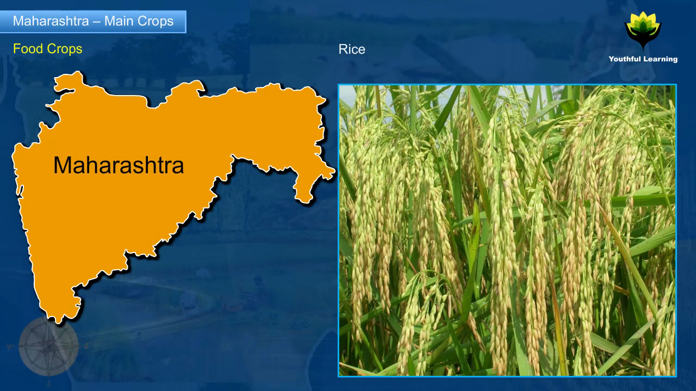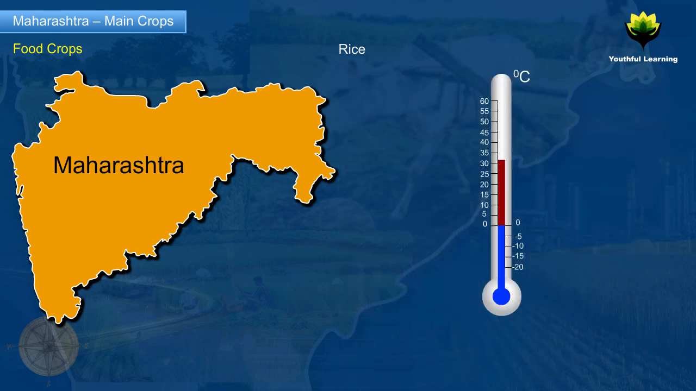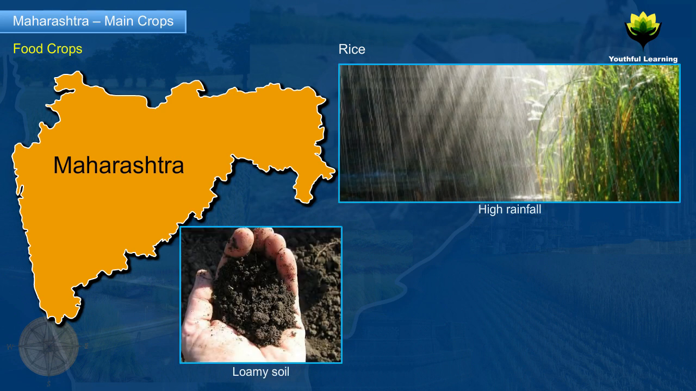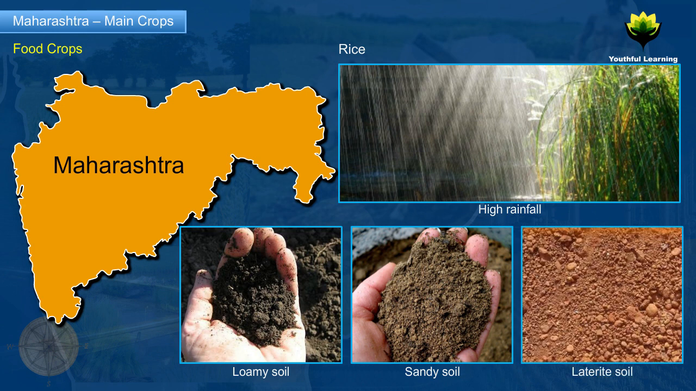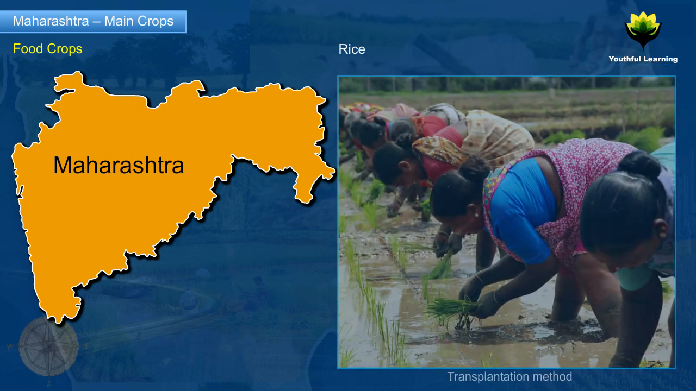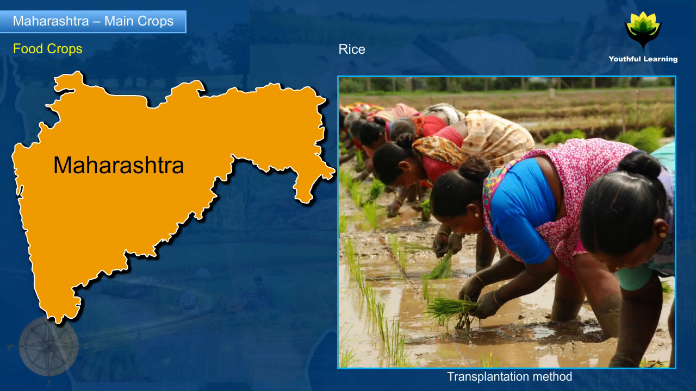Rice. Rice is mainly grown in the Kharif season. It requires high temperatures and high rainfall. It grows best in loamy, sandy and laterite soils. In the areas with high rainfall, transplantation method is used for cultivating rice.